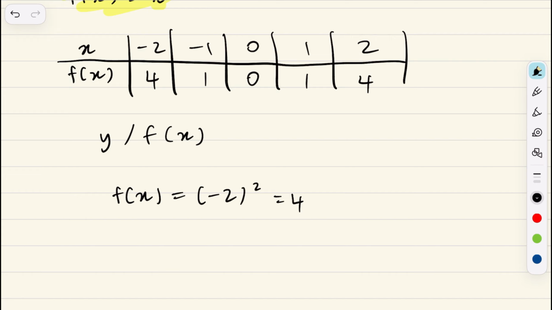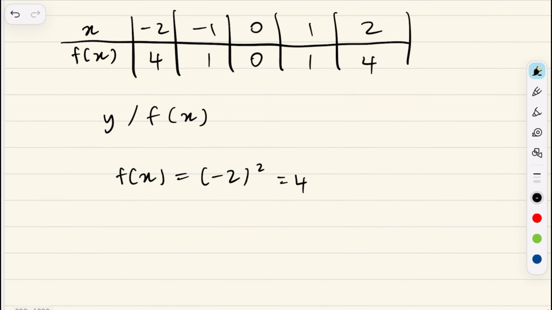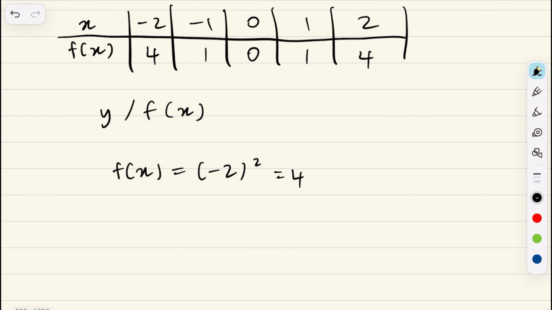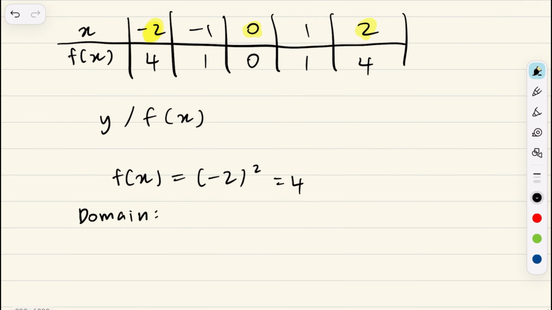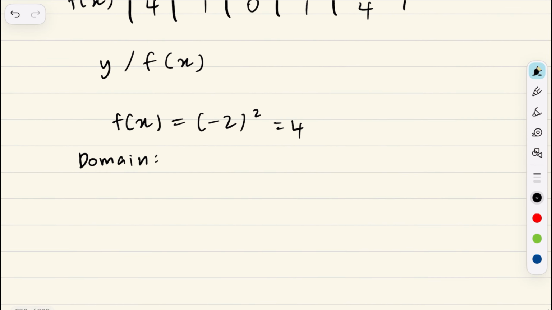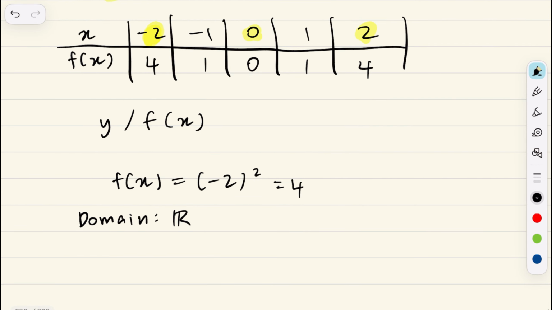Okay, now looking at this table of values, let's try and deduce the domain and range. So the domain is all the inputs. As you can see, there are positive inputs, negative inputs, there's even 0. So it's safe to say that all the inputs can be accepted into the function. So the domain is, we use the symbol for real numbers, which is every single number that exists. So the domain is all real numbers.